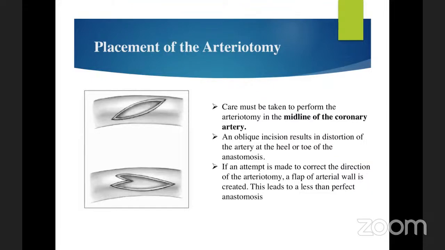An oblique incision results in distortion of the artery at the heel or toe of the anastomosis. And if an attempt is made to correct the direction of the arteriotomy, a flap of arterial wall is created. This leads to a less than perfect anastomosis.